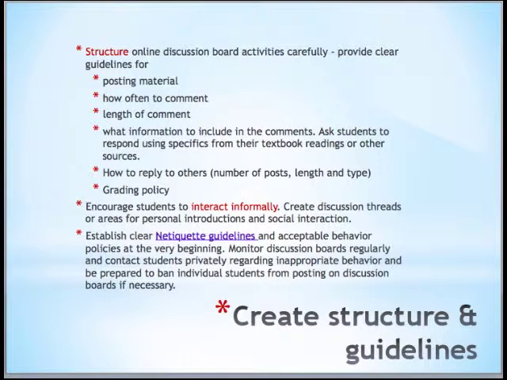Encourage students to act informally by giving them a place to interact socially. Encourage them to update their profile with a picture of themselves to allow others to feel like they are talking to a real person. Establish clear netiquette guidelines so that students know what is acceptable and what is not. The Center for Online Learning can provide you with EIU's netiquette guidelines.